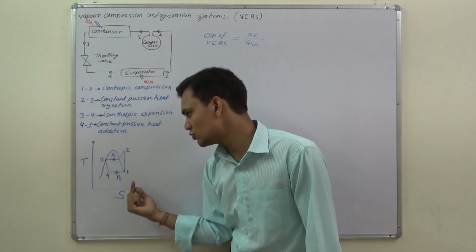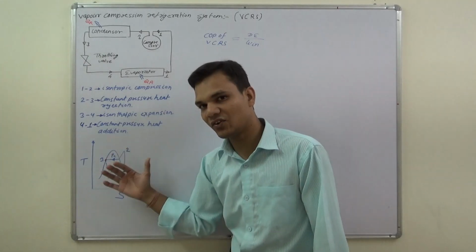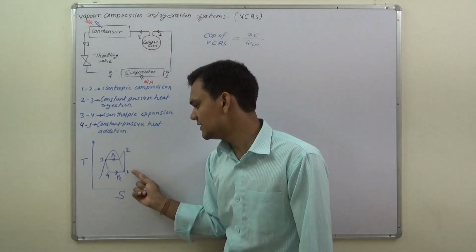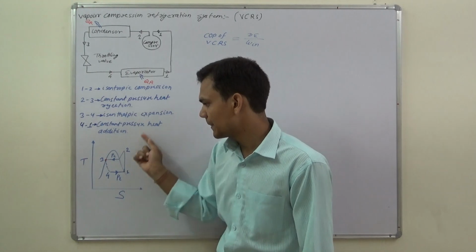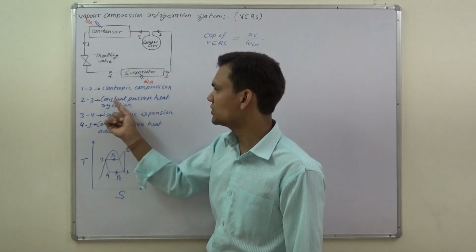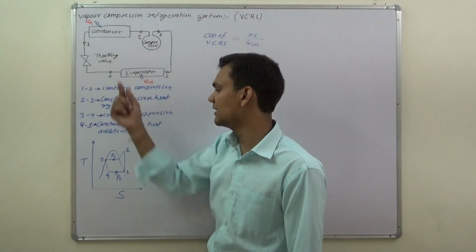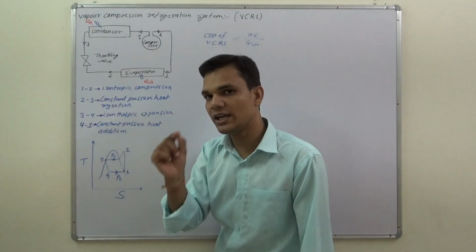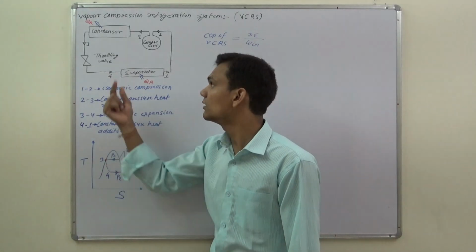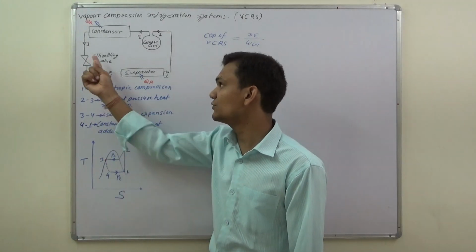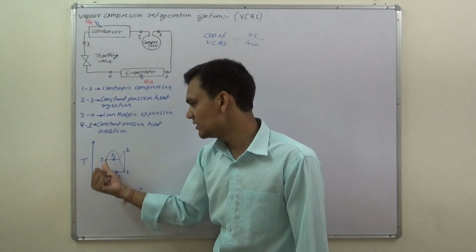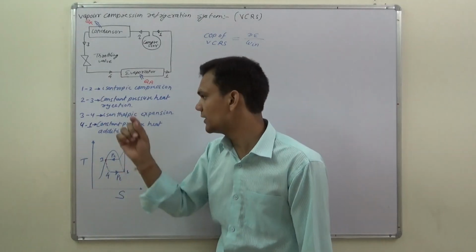Here I also draw the TS diagram for all these processes. That is, 1 to 2 takes place in the compressor, that is isentropic compression, and 2 to 3, constant pressure heat rejection, takes place in the condenser. So 2 to 3 is showing us the condenser, and 3 to 4 is isenthalpic expansion, showing the throttling valve, and this process is known as throttling.